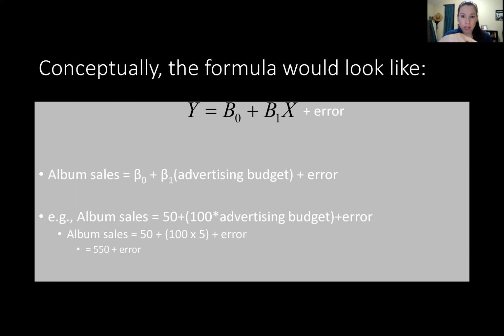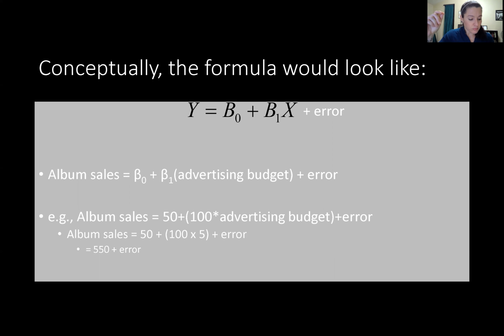So you can break down, conceptually, the formula like this. Y is album sales. We need to know what the intercept is, and then that B coefficient, but it's that B coefficient times the advertising budget. And then you have to account for some error too, or we just acknowledge that there's some error there.